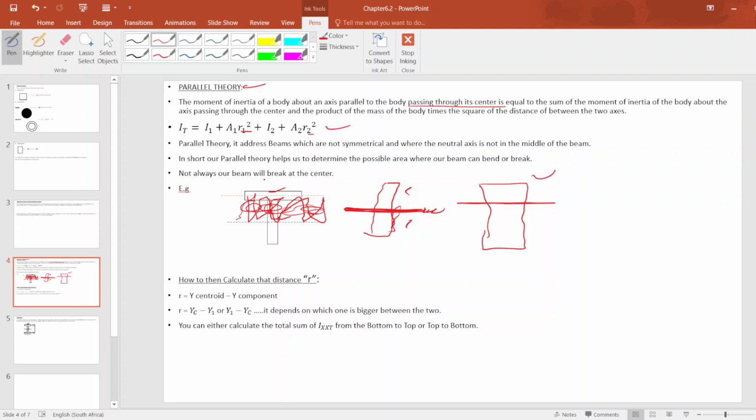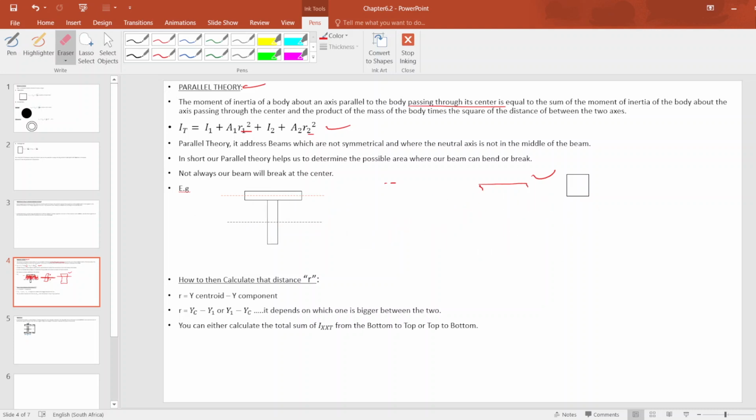Not always will our beam break at the center. That's exactly what I've explained. Then if that's the case, we have to use the parallel theory to determine the possible area where our beam can bend. Now let's look at how to calculate that distance r.